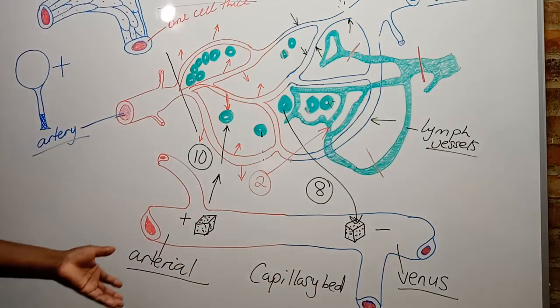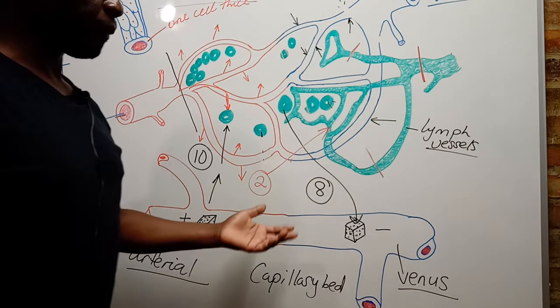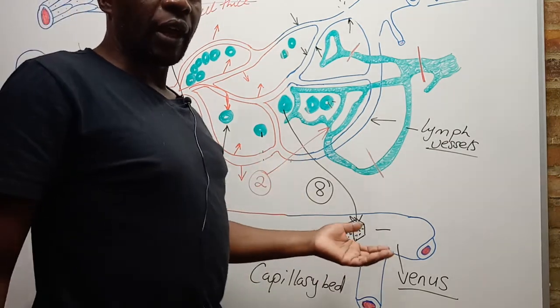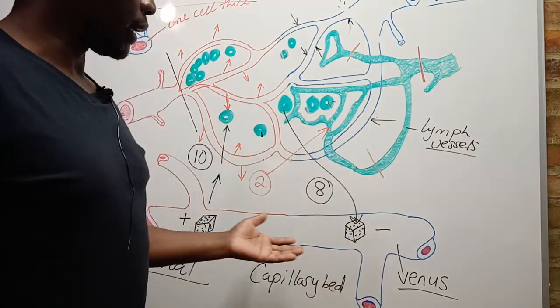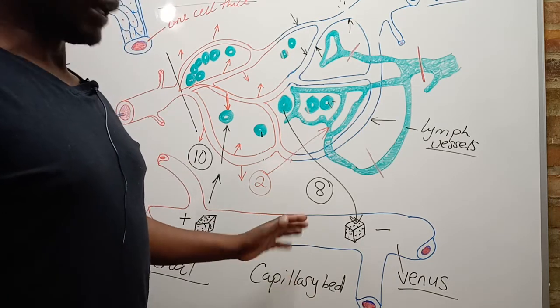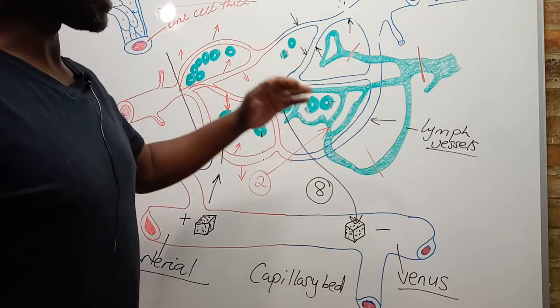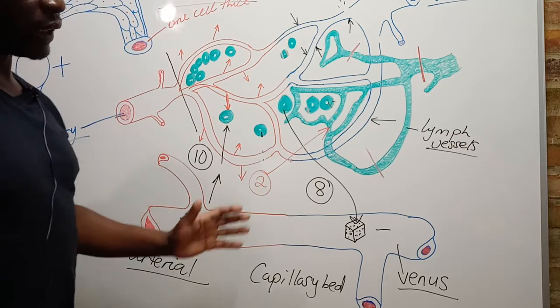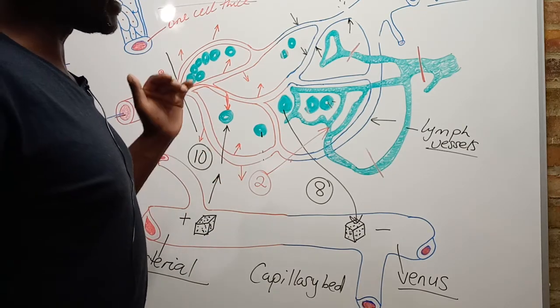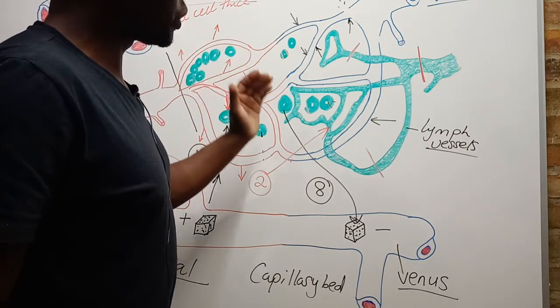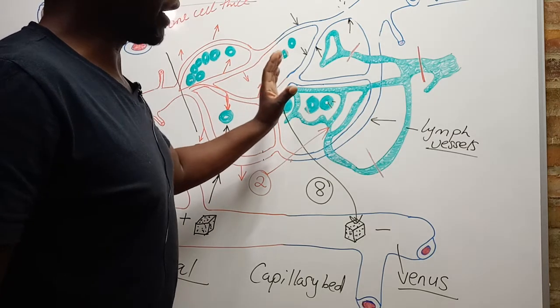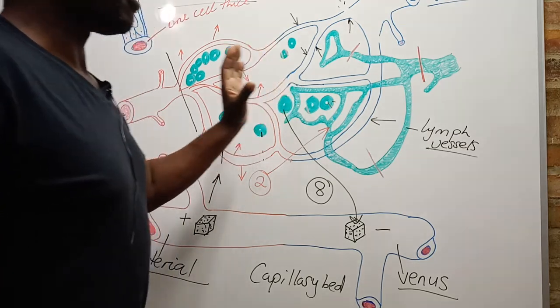It will be transported for filtration by organs like the kidney and so on. So this is how the whole cycling happens, and that is the very important role that is played by lymph vessels.